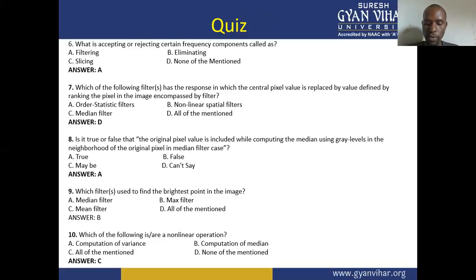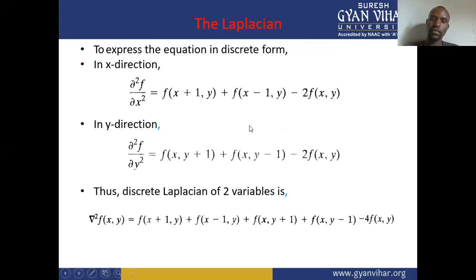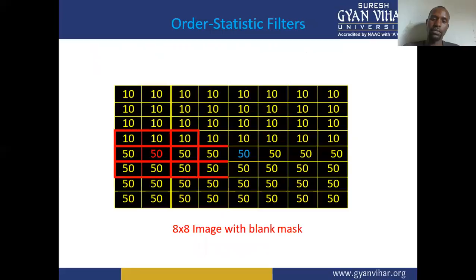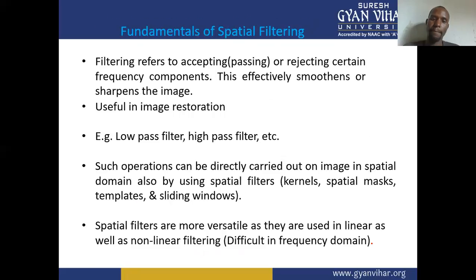So to recap on what we have discussed today, I'll go to the first slide. Define what is filtering, and the quiz you've seen that. Filtering is image restoration. Such examples of filters are low pass, high pass, and in spatial filters we have different methods such as kernels, spatial mask, templates, and sliding windows. So spatial filters are useful because they can be used for both linear and non-linear functions.